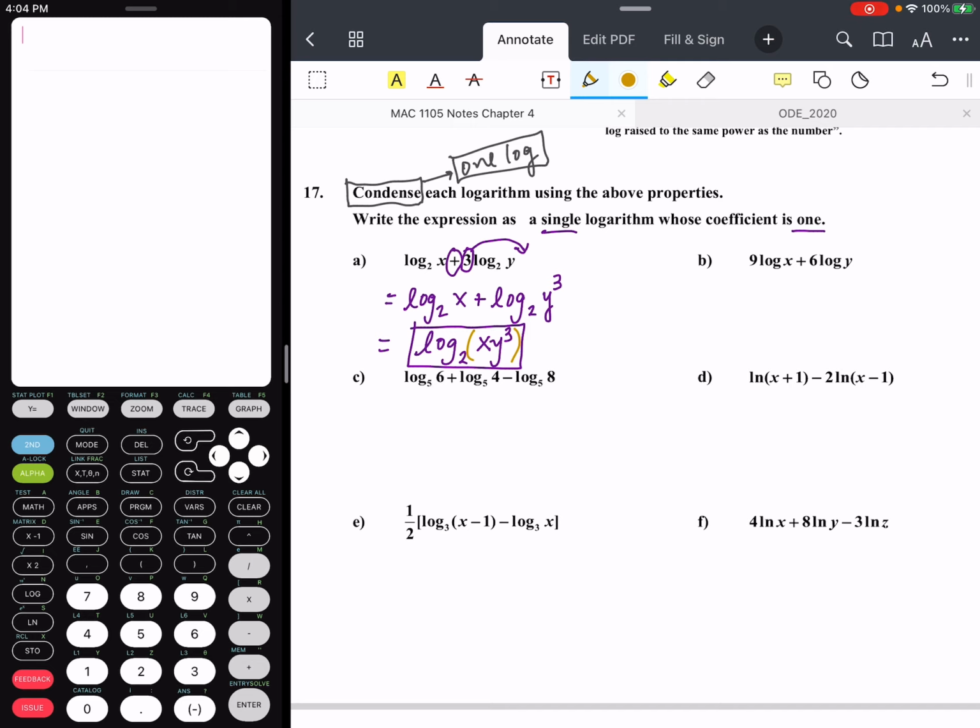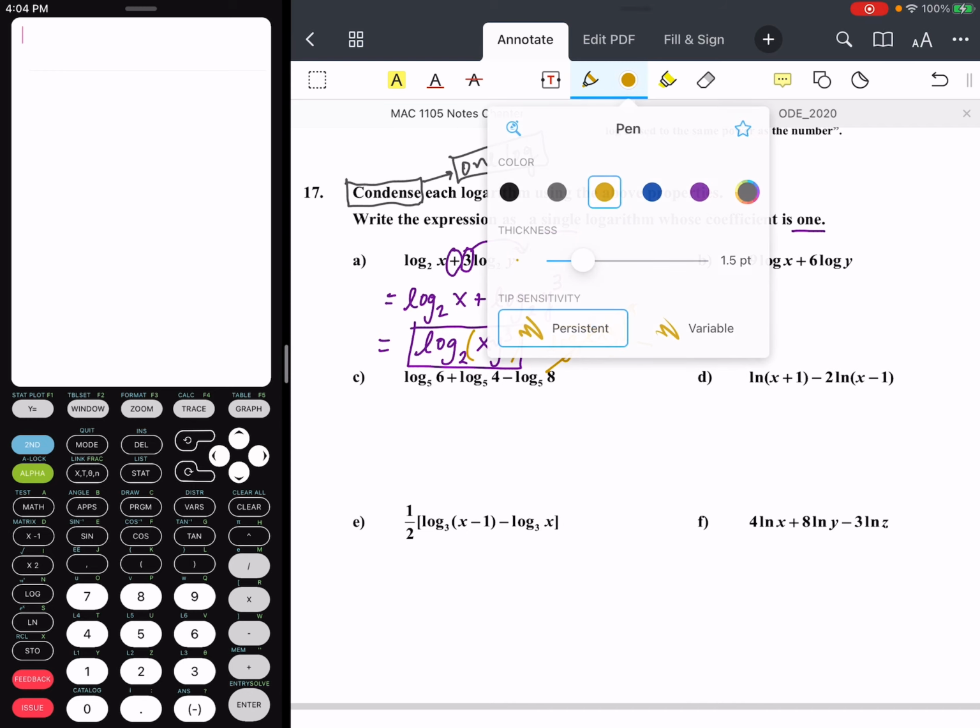Just be careful if you are going to put the parentheses. Just make sure you don't write it like this, because that's totally wrong, right? So just the y is cubed, not the x. So just be mindful of that. If you want to put parentheses, fine, but just put them in the right spot.